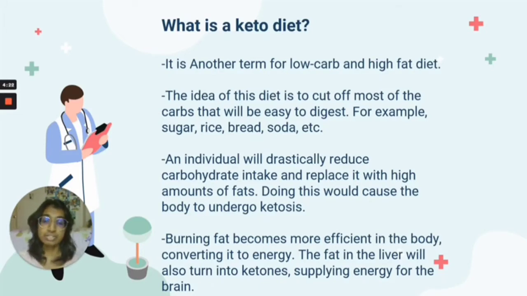So how does this keto diet work? An individual would drastically reduce their carbohydrate intake, and then they would replace it with high amounts of fats. And when one does this repeatedly, it will cause the body to undergo ketosis. In this ketosis process, burning fat will become more efficient in the body, and it will convert the fat into energy pretty easily. Also, the fat which is stored in the liver would turn into ketones, and it would supply energy for the brain.